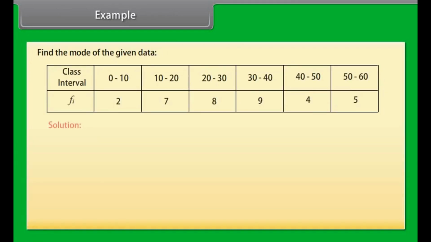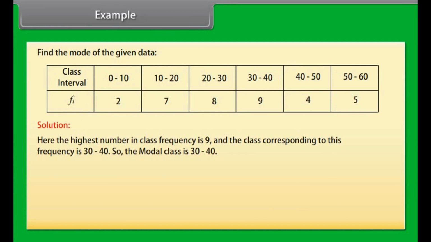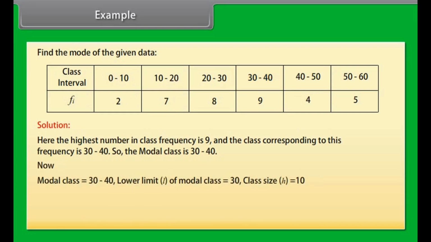Example. Find the mode of the given data. Solution. Here the highest number in the class frequency is 9, and the class corresponding to this frequency is 30 to 40. So the modal class is 30 to 40. Now, modal class is equal to 30 to 40. Lower limit L of modal class is equal to 30. Class size H is equal to 10.